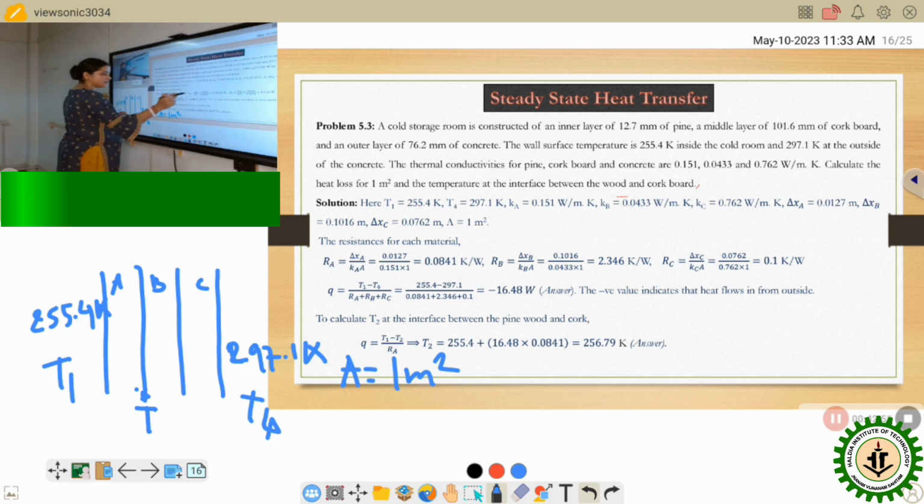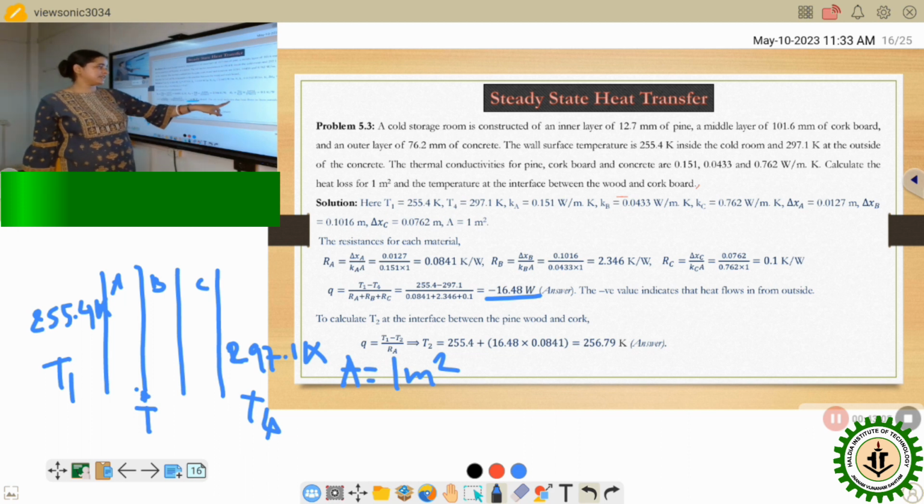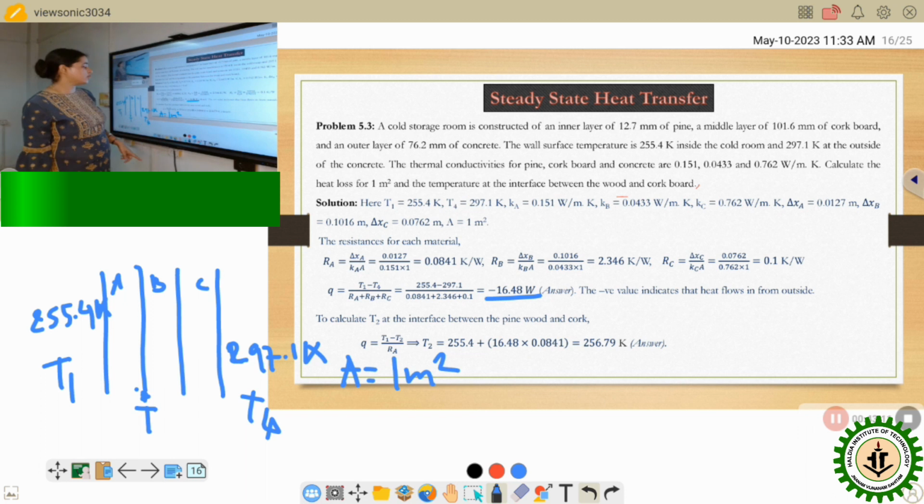Then I will add up all those in the denominator, and I know the value of T1, I know the value of T4, so I will put all the values. I am getting the result as minus 16.48 watt. This negative value indicates that the heat flows in from outside. So heat is flowing from this direction to this direction. Since heat is coming into the system, it is negative.